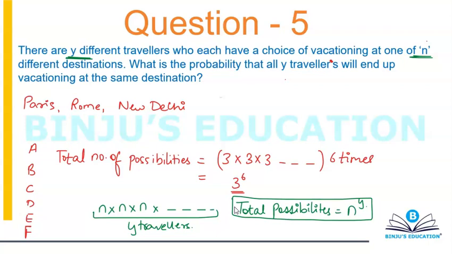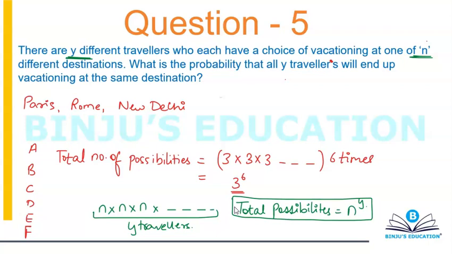Now what's the question? What is the probability that all y travelers will end up vacationing at the same place? Before we solve this n and y question, let's come back to Paris, Rome, and New Delhi. What is the possibility that all these six travelers will end up at the same destination? If I talk about the same destination, there are only three possibilities: all six of them end up in Paris, all six of them end up in Rome, or all six of them end up in New Delhi.